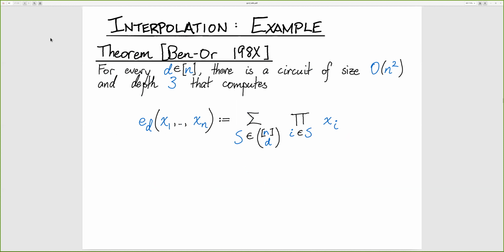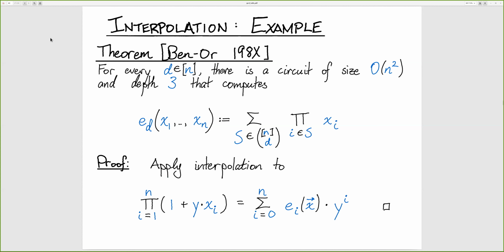Okay. So now here's a really surprising result. For every elementary symmetric polynomial, you can actually compute them in depth 3 and quadratic size. And this is surprising if you've never seen this before. The only way you would maybe think to compute this in really low depth is just to sum over all the monomials. And that has size n choose d. That's way too big. So how can you get polynomial size?